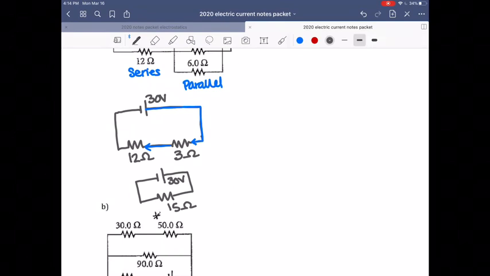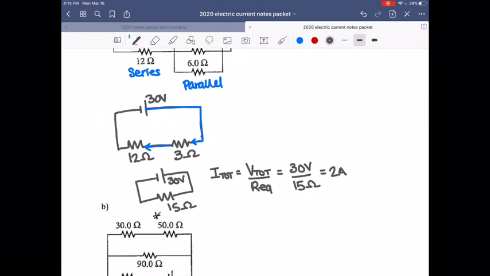And our cell is still 30 volts. So I could take this end picture and actually figure out the total current that's coming from my battery by doing V total divided by REQ for the circuit. So V total was 30 volts, my REQ was 15 ohms, so I have 2 amps that serves my circuit. So I have 2 amps over this 15 ohm resistor, and then when I go up a level, I have 2 amps over this 12 ohm resistor and 2 amps going over that equivalent 3 ohm resistance.